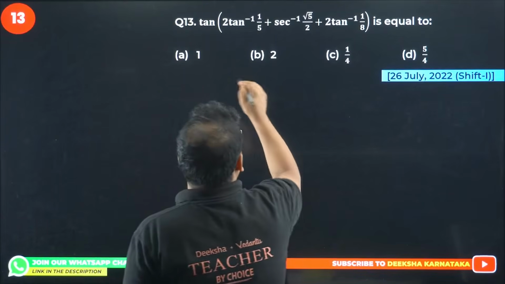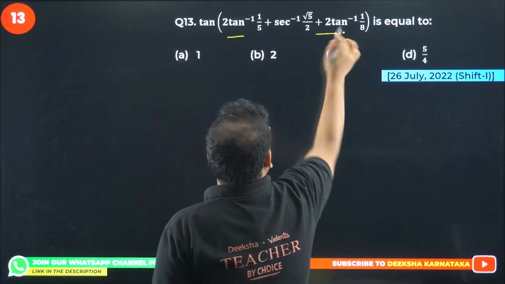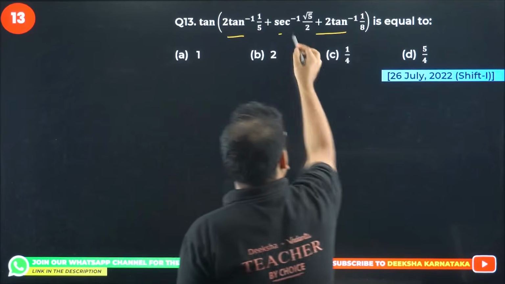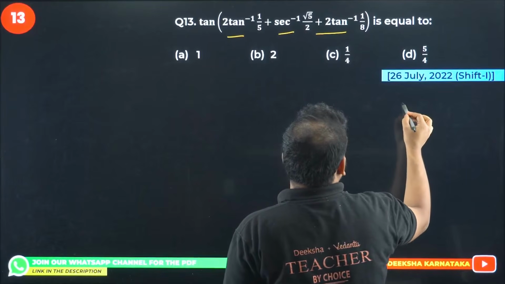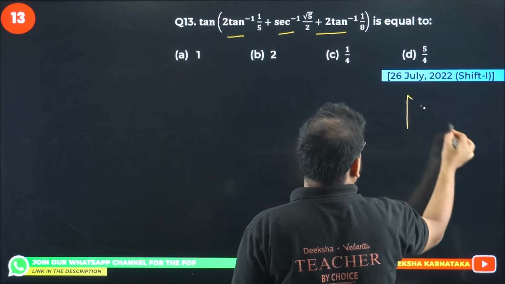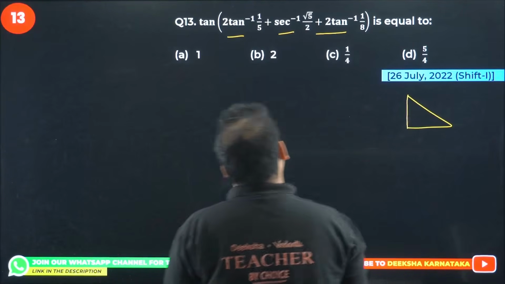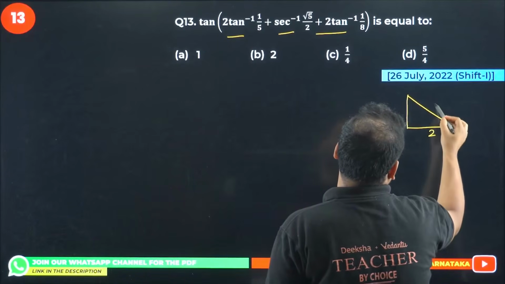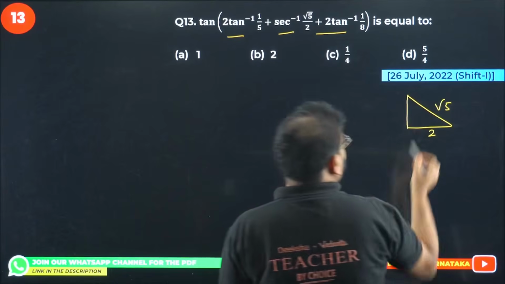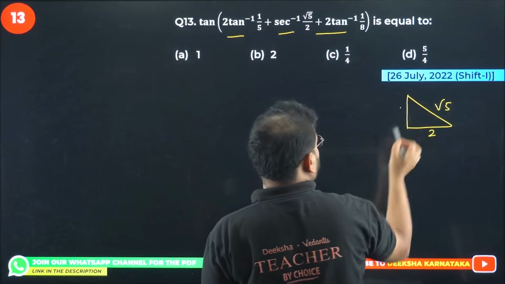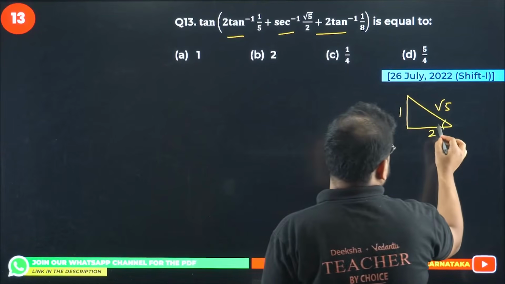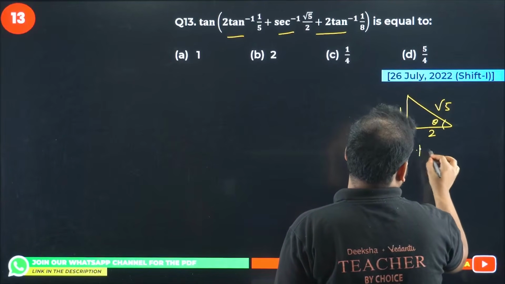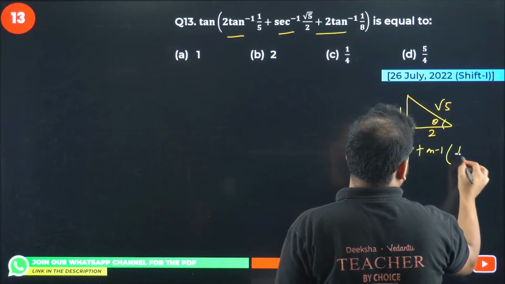So first of all, two things are already in terms of 2 tan inverse. That is a simple part for us. Only thing is sec. So sec means what? Sec means that this is going to be 2, this is going to be root 5. The square of this is 5 minus 4, which is going to be 1. This is the angle, let's say theta. So I get that angle as tan inverse of 1 by 2.